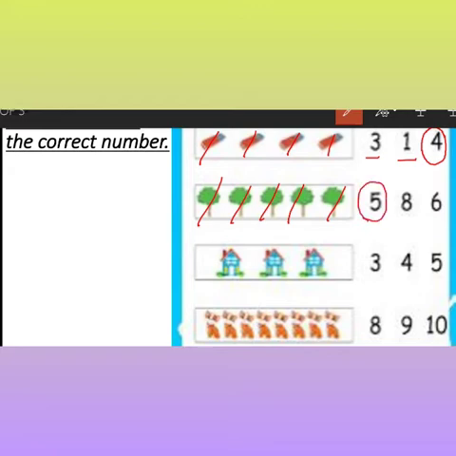Come to the next one and start counting it. 1, 2, 3. Where is number 3? Yes. First one is number 3. So we will circle it in the same way.